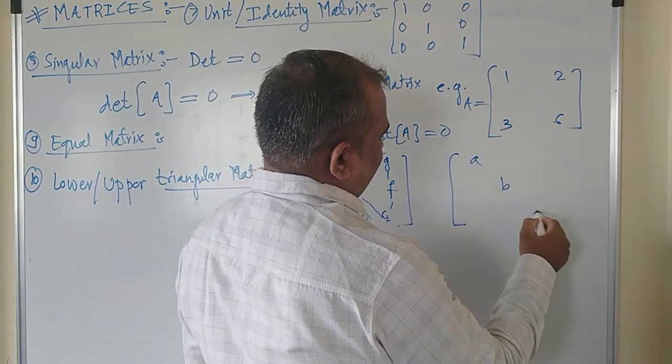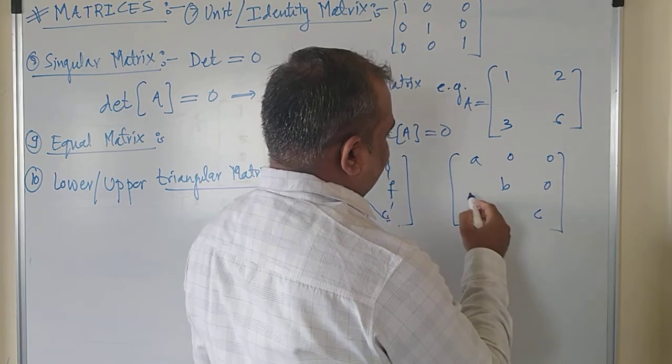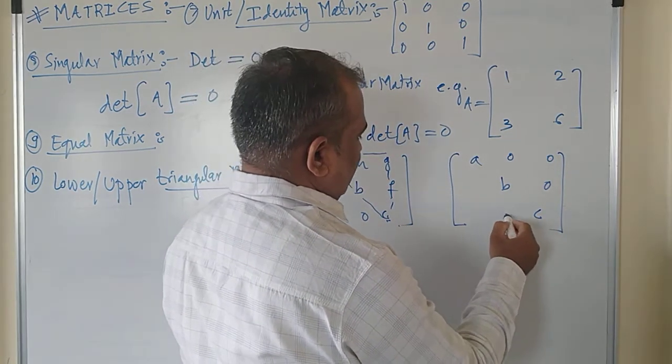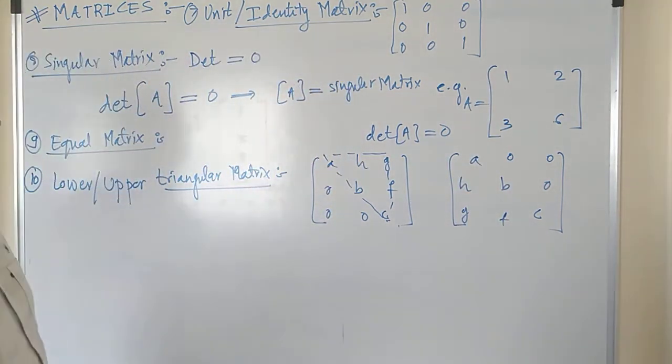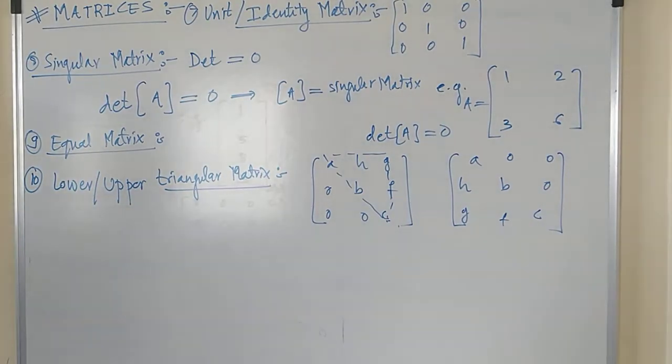A, B, C, and the upper elements are 0. That is called the upper triangular matrix. This is F, G, and H. Got it? Lower triangular matrix, upper triangular matrix, or vice versa. This is called the lower and upper triangular matrix. But this kind of matrices are very important as far as your exam is concerned.